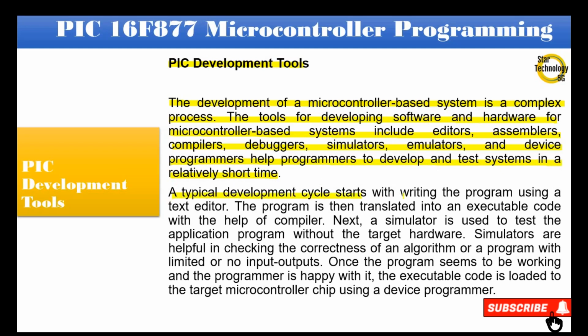A typical development cycle starts with writing the program using a text editor. The program is then translated into an executable code with the help of a compiler. Next, a simulator is used to test the application program without the target hardware. Simulators are helpful in checking the correctness of an algorithm or a program with limited or no input outputs. Once the program seems to be working and the programmer is happy with it, the executable code is loaded to the target microcontroller chip using a device programmer.